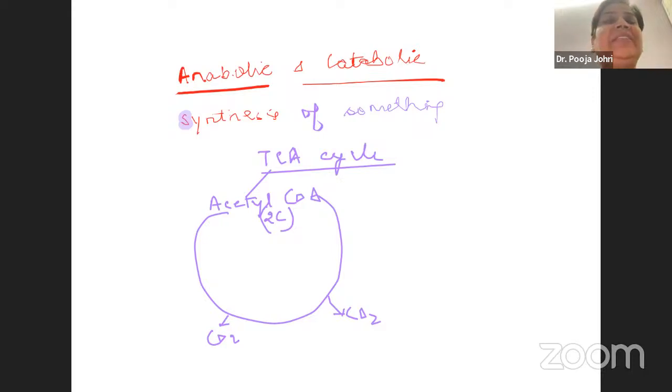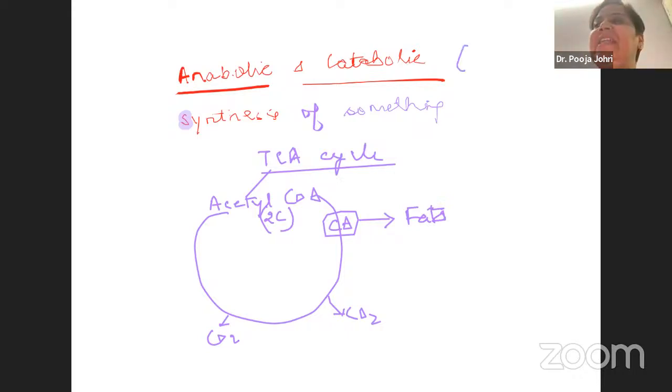Then if we talk about anabolism, anabolism means synthesis of something. Now what is being synthesized? Always remember that whenever we talk about synthesis, यहाँ पे citric acid बनता है, if you remember, because that is why it is also known as citric acid cycle. Yes or no? Okay. So citric acid is required for the synthesis of fats, which is also known as lipogenesis. Clear?